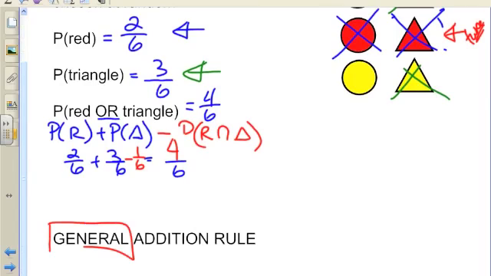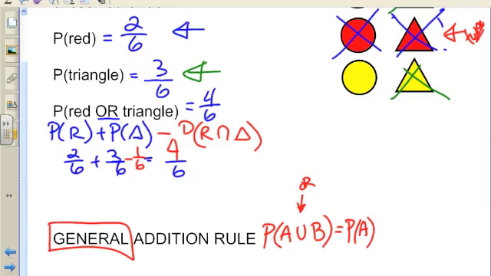So this is what we call the general addition rule. General because it always works. Always works. Our general addition rule says if you want the probability of A or B, that's my little shorthand for or, you take the probability of A and you add the probability of B. We've been doing that all through Chapter 14. And now we're going to subtract the things that are A and B at the same time.